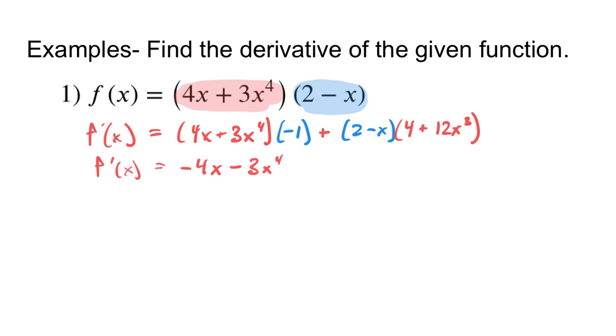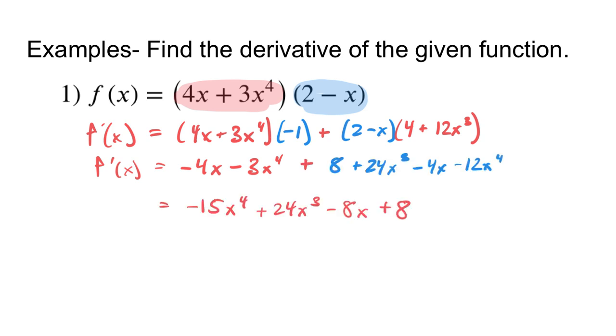So I will distribute through my -1, and then I will FOIL the second part. And now I will combine my like terms. And now I'll end up with my final answer of -15x to the fourth plus 24x to the third minus 8x plus 8. Let's try another one.